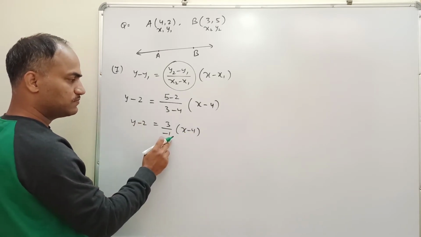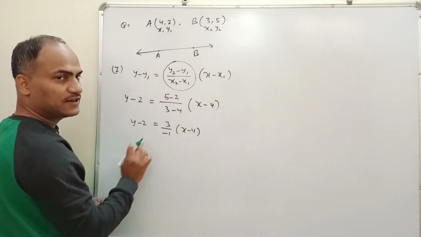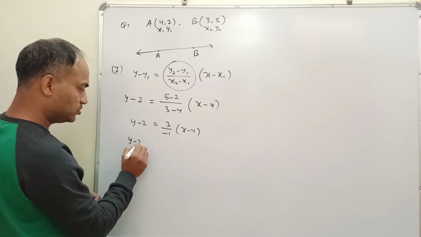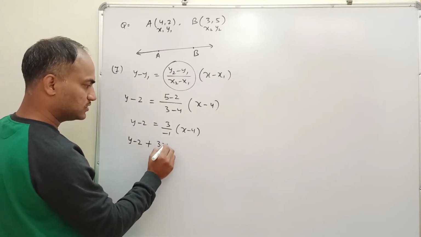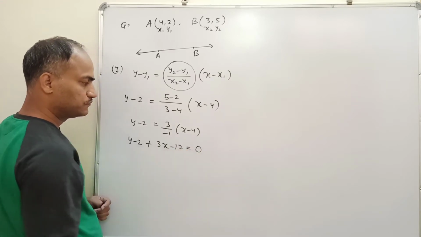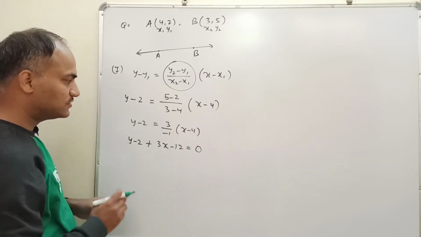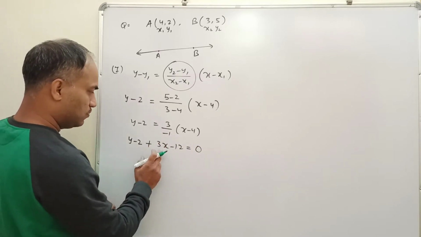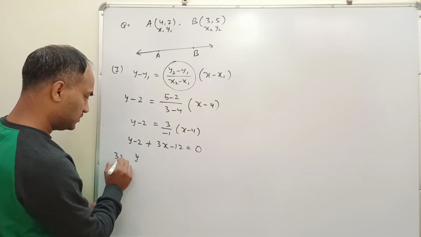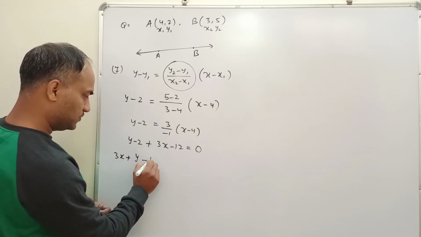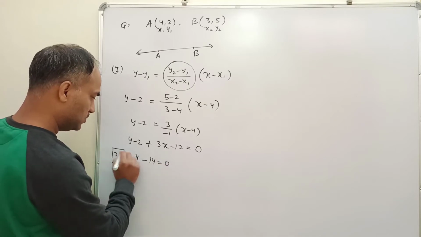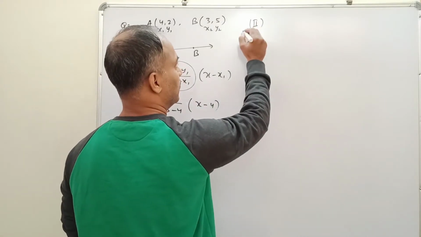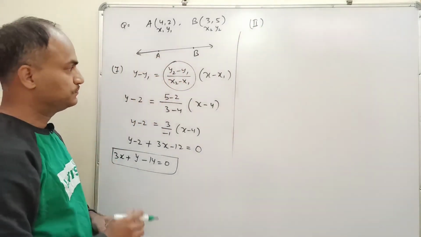With the minus sign multiplied here, this whole term is negative. So let us bring it to the left-hand side, then it becomes positive. So y minus 2 plus 3x minus 12 equals 0. Instead of negative, it has become positive. Now this becomes 3x plus y minus 14 equals 0. This is the straight line in this case. Now let us apply the second formula and see what we get.